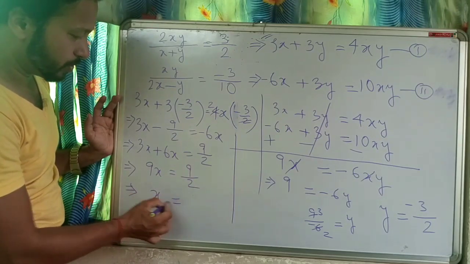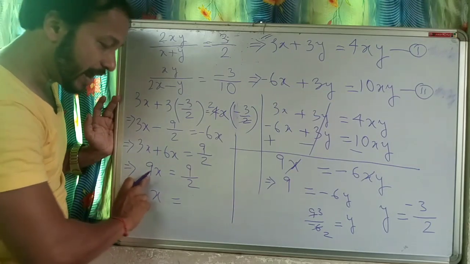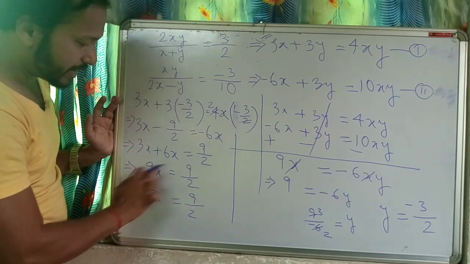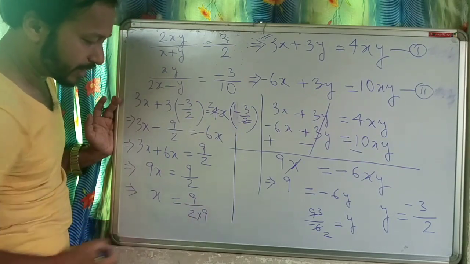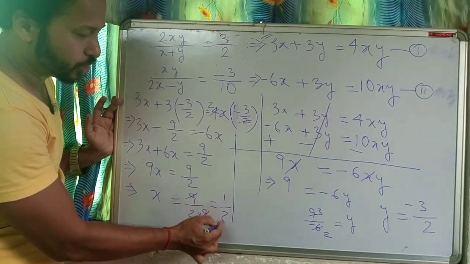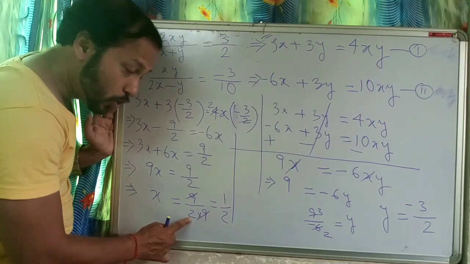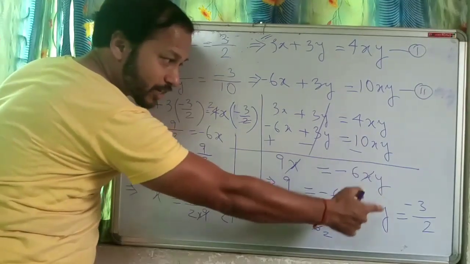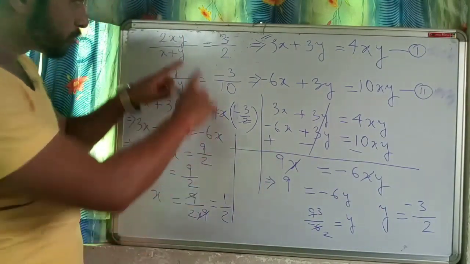x equal to, with x what is there? 9. 9 will come down, so 9 by 2. The 9 is also coming down like this. 9 cancelled is 1 by 2. Yes, because 2 is down, 1 by 2. So x is 1 by 2 and y is minus 1 by 3. I hope you understood this sum.